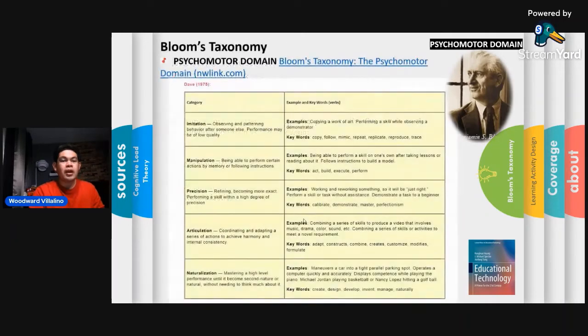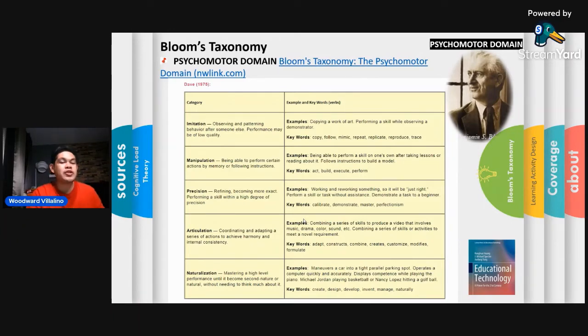So here is a table by Dave to clearly compare and differentiate the different categories. And here are some examples and keywords that we must put into our heart, not just in our minds.